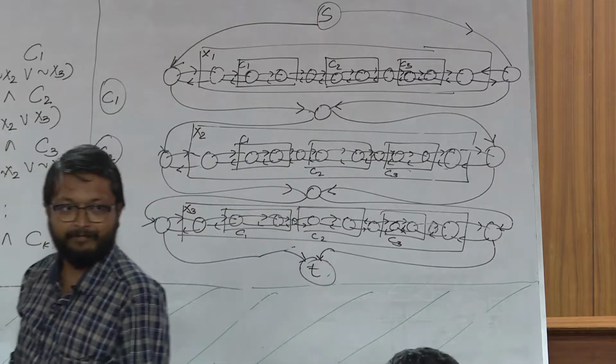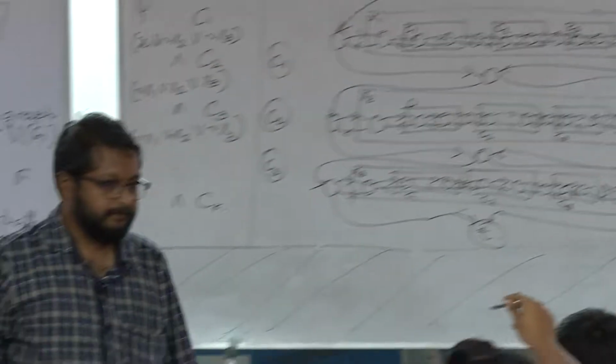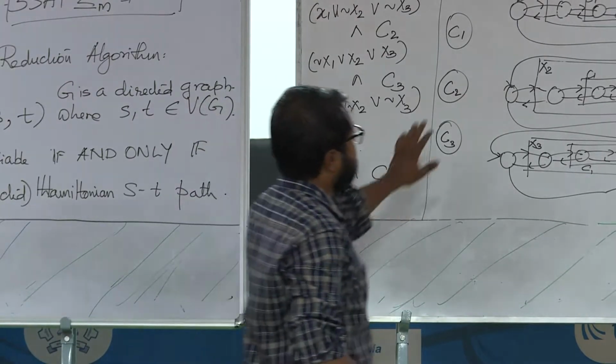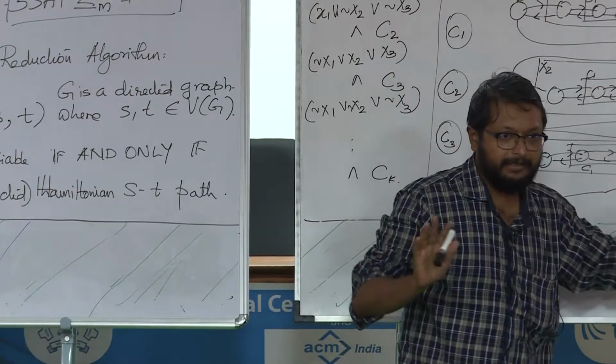But we do not mention that these extra vertices are also from clause 1 or clause 2 or clause 3. No, these are, I just count the number of vertices, nothing more. I am just counting the number of vertices.